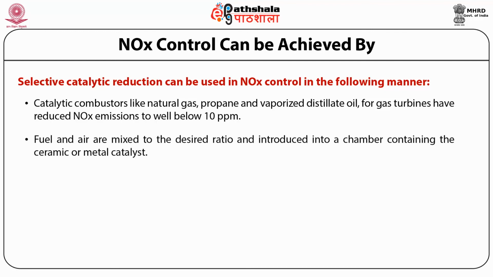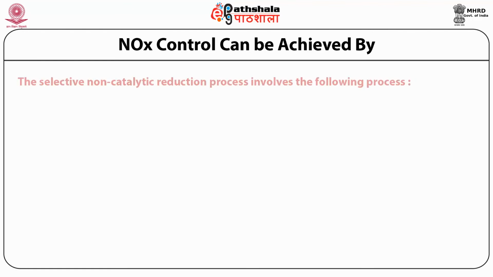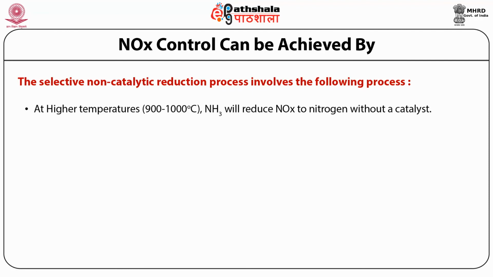Fuel and air are mixed to the desired ratio and introduced into the chamber containing a ceramic or metal catalyst. The selective non-catalytic reduction process involves the following. At high temperature, up to 900 to 1000 degrees centigrade, the ammonia will reduce NOx to nitrogen without a catalyst. At an ammonia to NOx molar ratio of 1:1 to 2:1, about 40 to 60% reduction is obtained.